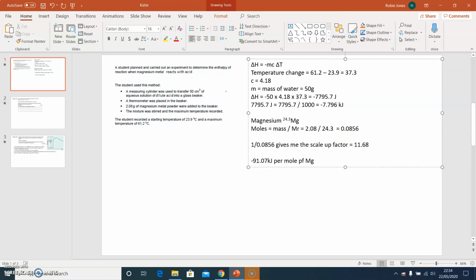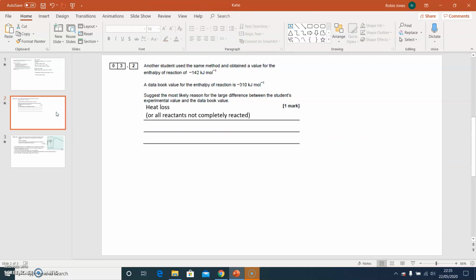So now I've multiplied 7.796 by 11.68. That gives me 91.07 kilojoules, and that's how much heat would be given out for 1 whole mole of magnesium. Let's have a look at the next part of the question. Another student used the same method and obtained a different value for the enthalpy of reaction, and the data book value is minus 310. How come they got a different value?